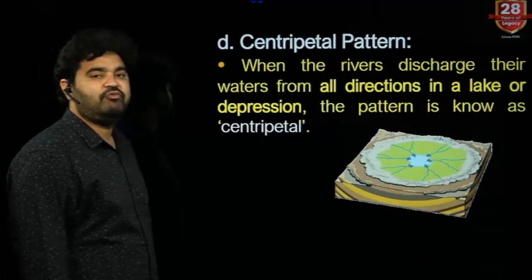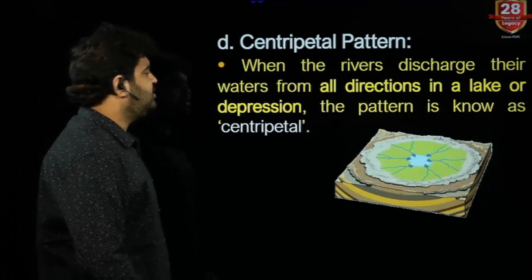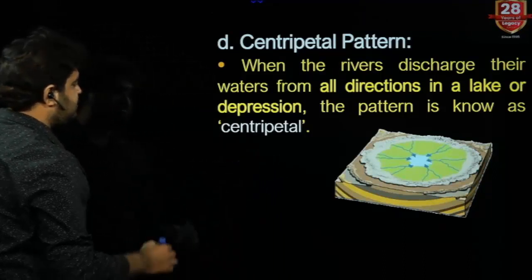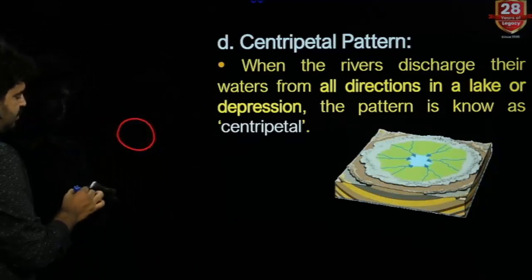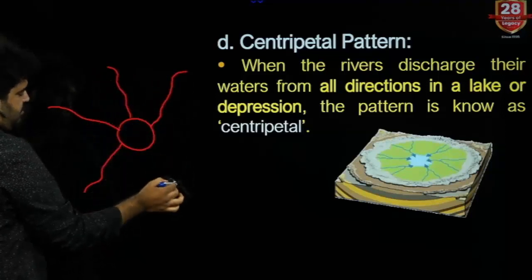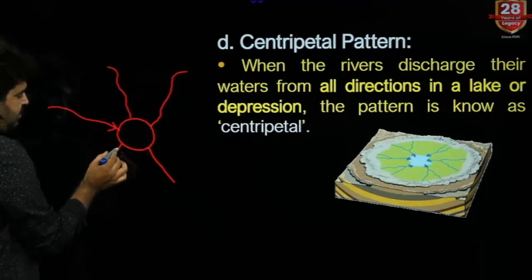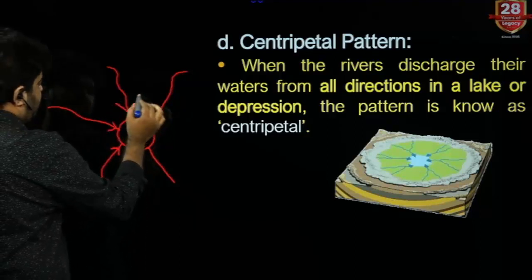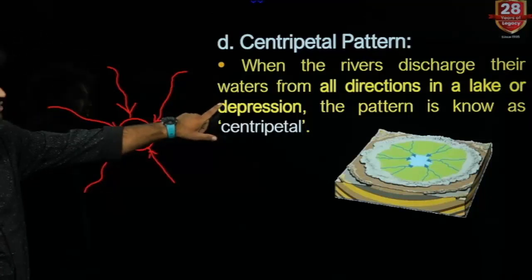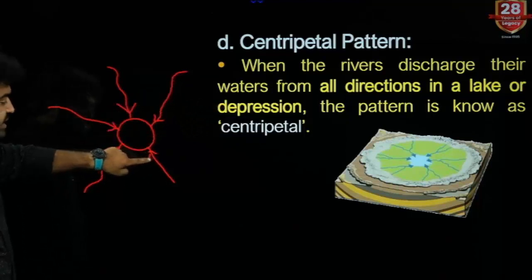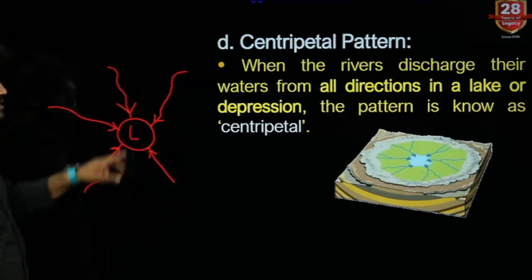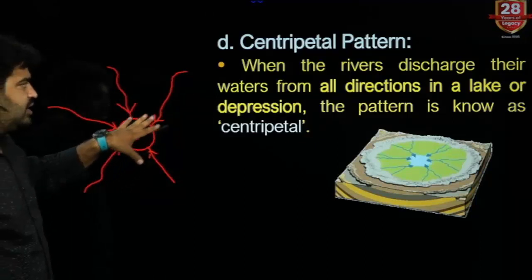Centripetal pattern. Fourth type of pattern is centripetal pattern. When the rivers discharge their waters from all directions in a lake or a depression, this pattern is called centripetal. For example, you can observe the image. So imagine this is a lake or depression. When rivers meet this lake or depression and the flow of water is like this, we can say this particular path is a centripetal pattern. So when the rivers discharge their waters, imagine these are the rivers, from all directions in a lake, imagine this is a lake, this pattern is called centripetal pattern.